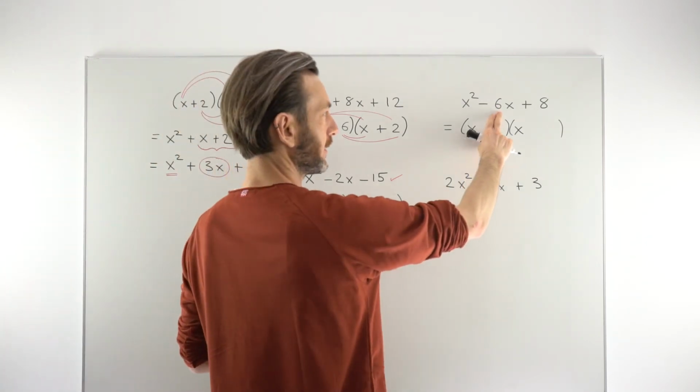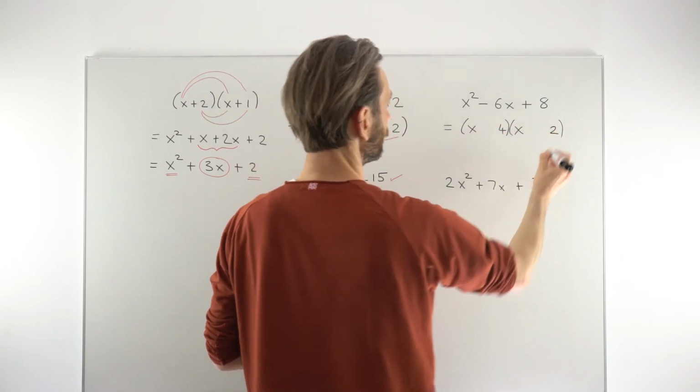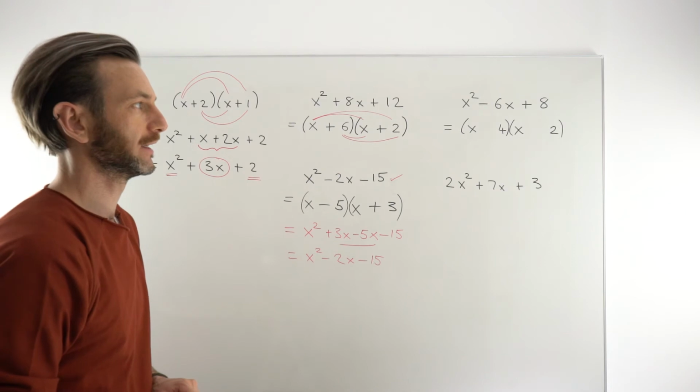You can't make a 6 with an 8 and a 1, so it has to be a 4 and a 2. So stick in your 4 and your 2. Just got to think then about the signs.